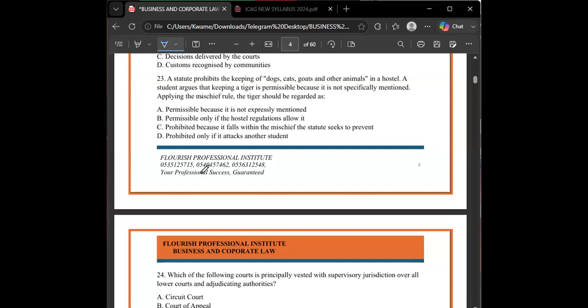So the answer is C. Prohibited because it falls within the mischief the statute seeks to prevent, so the intention.